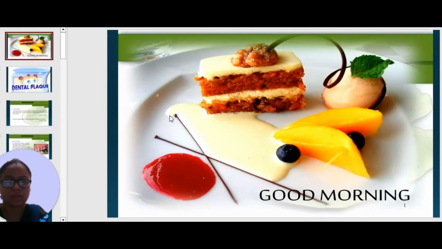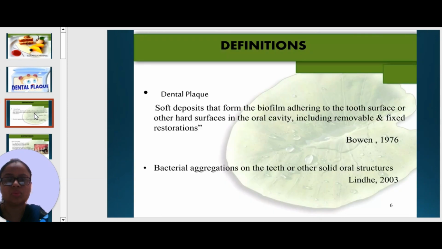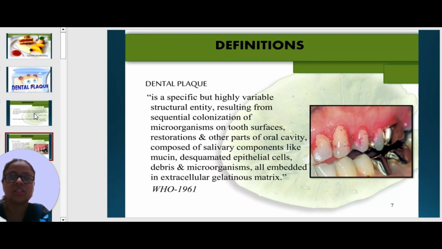The topic is dental plaque. Dental plaque is a primary etiological factor for all gingival and periodontal diseases, and during scaling we are basically removing plaque and calculus from the tooth surface. Different authors give different definitions. According to Ringel, bacterial aggregation on teeth and other solid structures is known as dental plaque. The most acceptable definition was given by WHO in 1961.